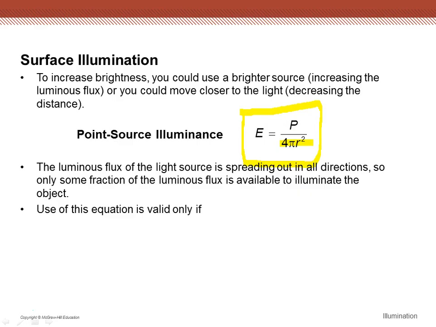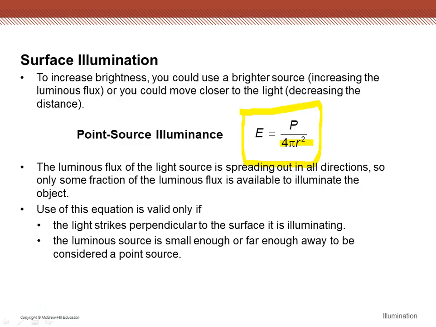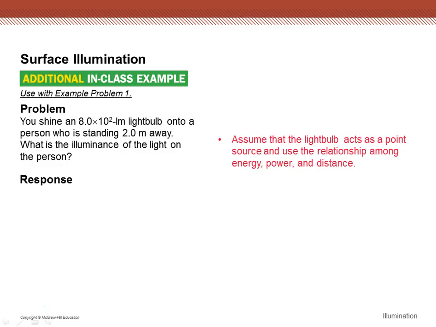We can only use this equation if the light strikes perpendicular to the surface it is illuminating, and the luminous source is small enough or far enough away to be considered a point source. So when we're talking about the sun, even though the sun is very, very big, it's a good enough distance away that we'll consider that to be a point source for our calculations in this class. So let's take a look at an example.